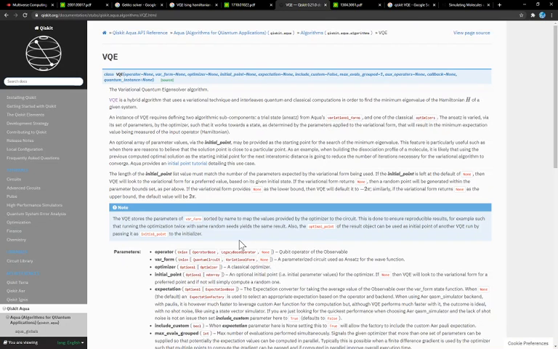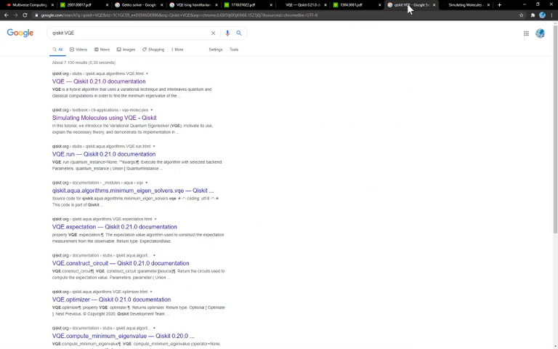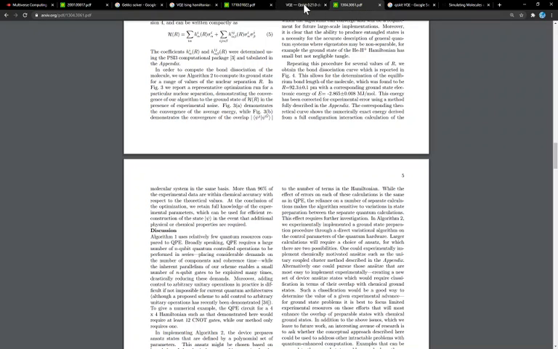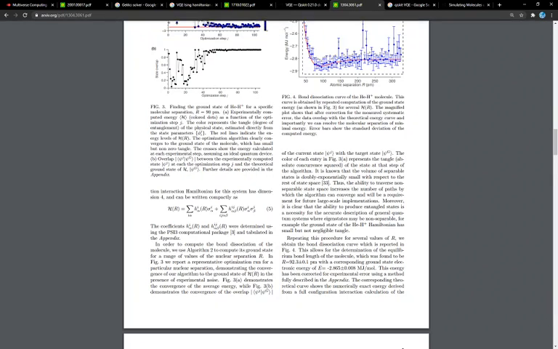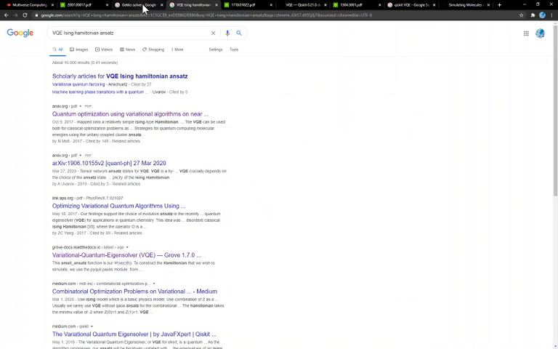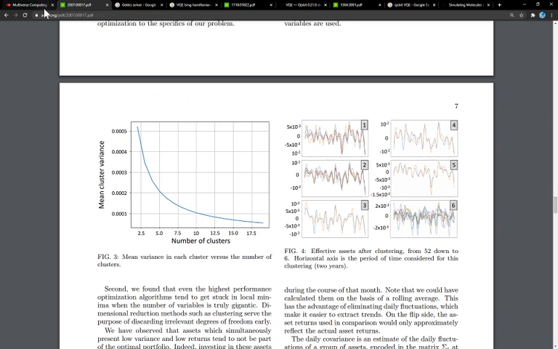I think we can implement VQE by ourselves. That's probably going to be more interesting. And we want to run these on an IBM machine, so we're going to have to use Qiskit for these.